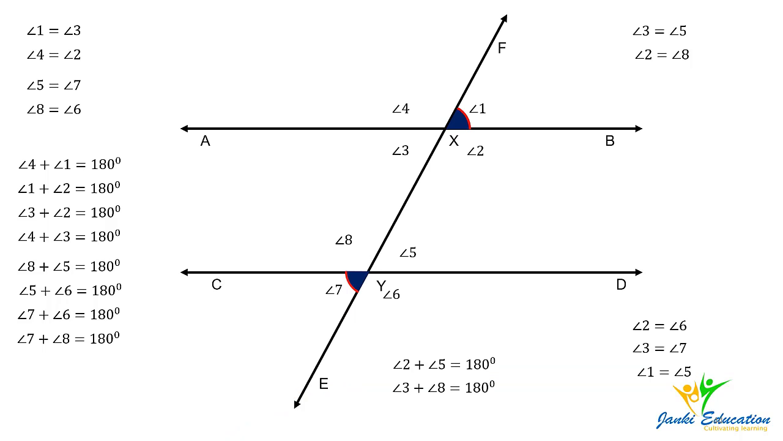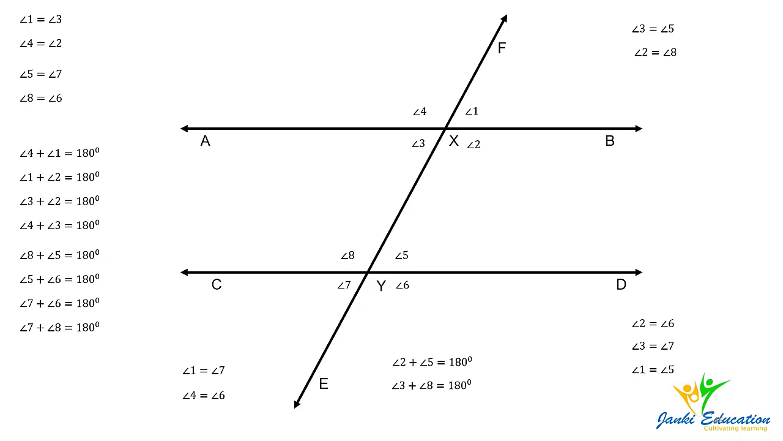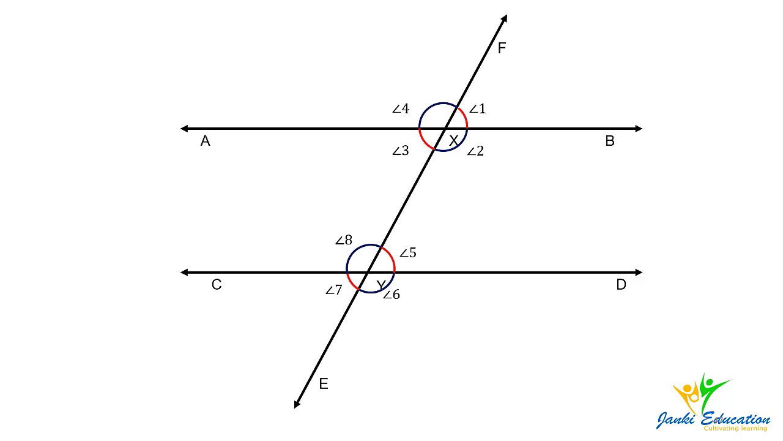Now, here these two are also called alternate exterior angles, and they are also equal. Fine. So angle 1 is equal to angle 7 and angle 4 is equal to angle 6. So these are the angles formed by parallel lines. I hope you have understood.